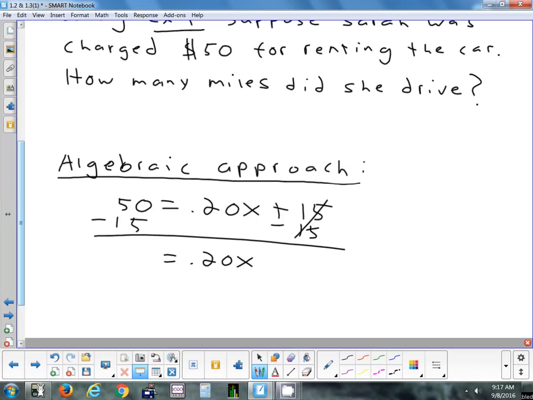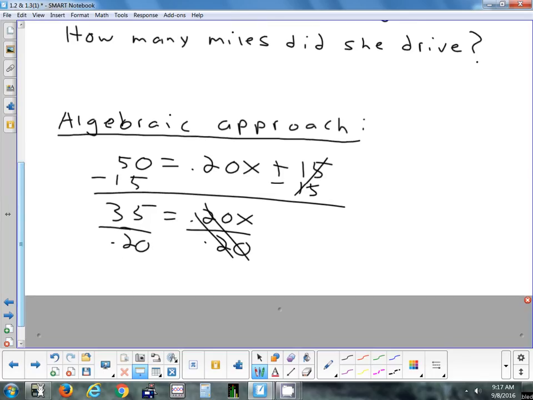35. Yeah, good job, 35. And my last step, Bria, to get x by itself? Yep, divide by 0.20. If you have 0.2, that's the same thing. So dividing by 0.20, 0.20 is a fifth. So dividing by a fifth is the same as multiplying 35 times 5. So I should get 175.